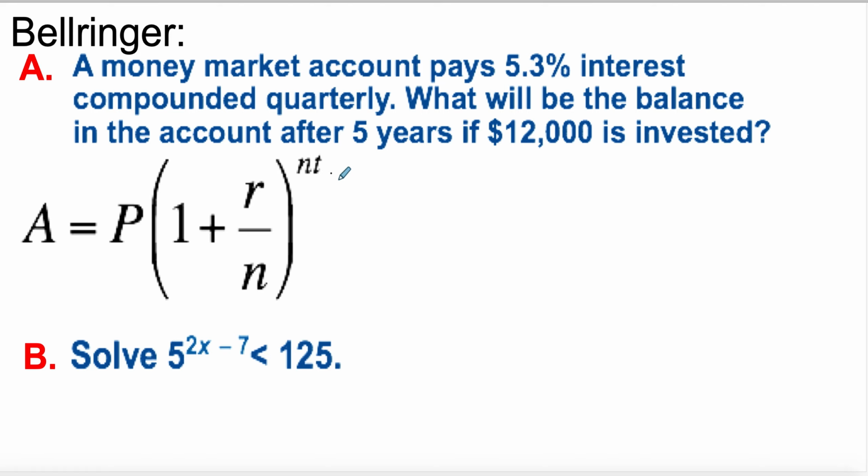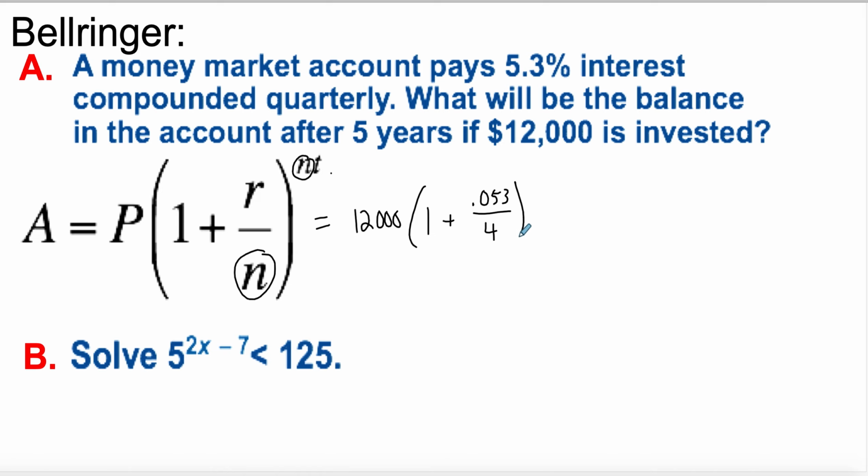Okay, so I gave this equation to you guys on the last class period, and remember the new piece here was n. If we didn't have the n here, then it would just be a simple exponential growth equation, right? So that n is the new piece to the equation. P is your principal, so we're starting with $12,000. 1 plus my rate, which is 5.3, so we have to do 0.053 over n, since it says compounded quarterly.